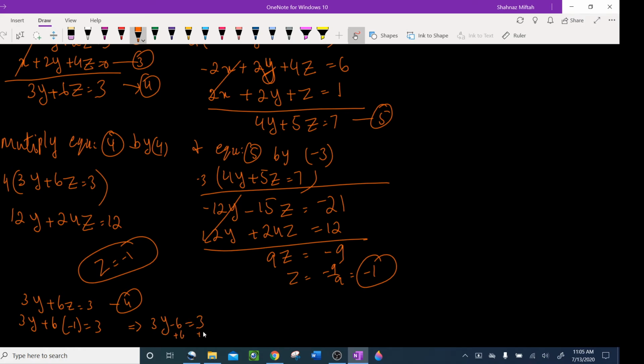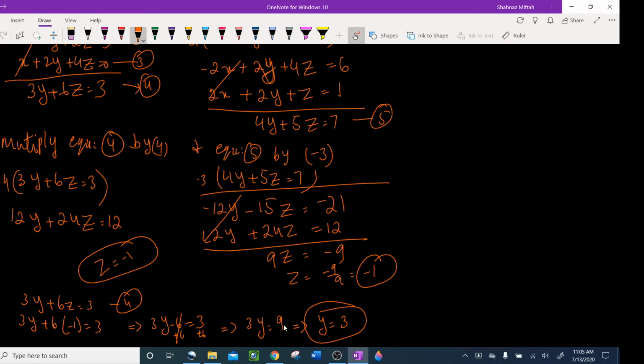Add 6 to both sides. It's going to give me 3y, and I'm adding 6, so 3 plus 6 is 9. You can divide both sides by 3, and I get 3. So I got y equals 3, and I got z equals negative 1.